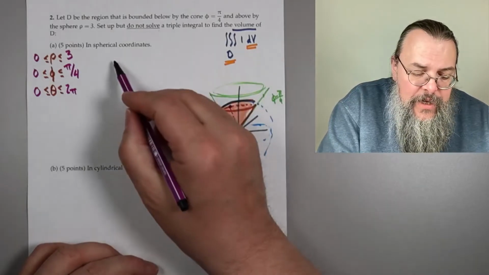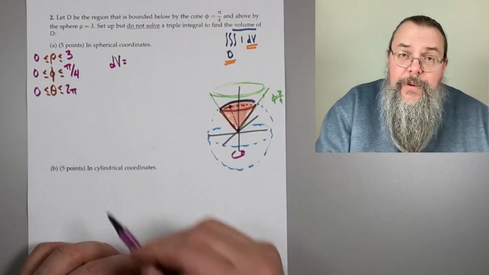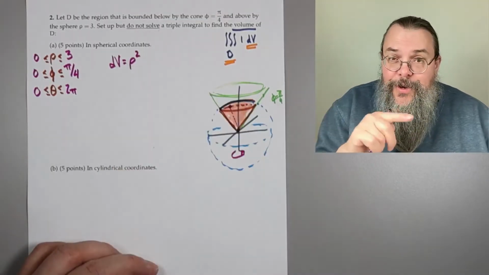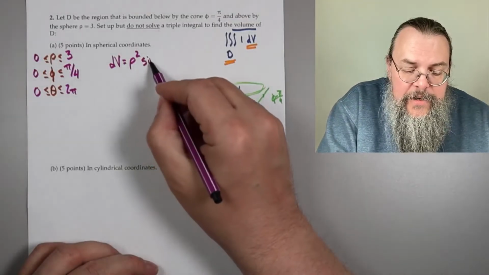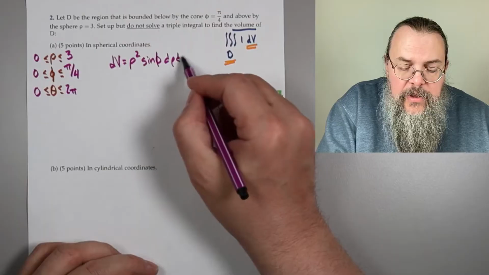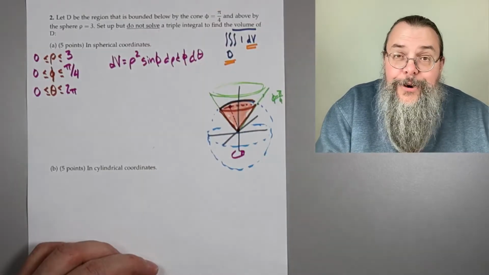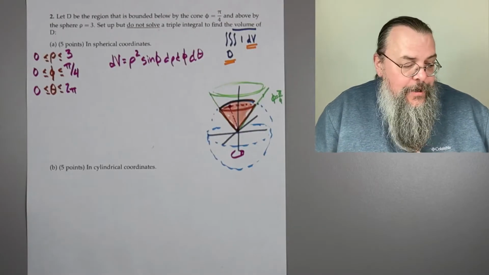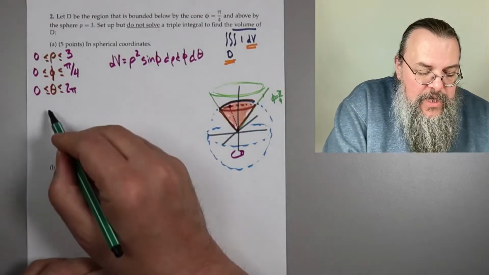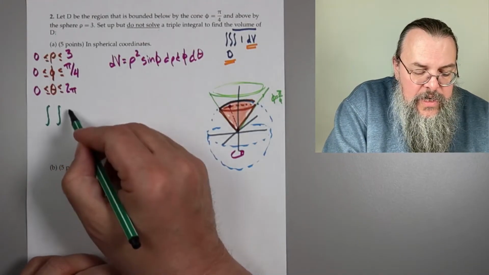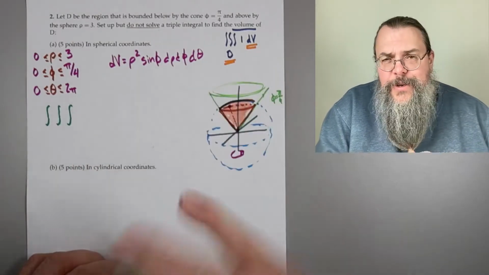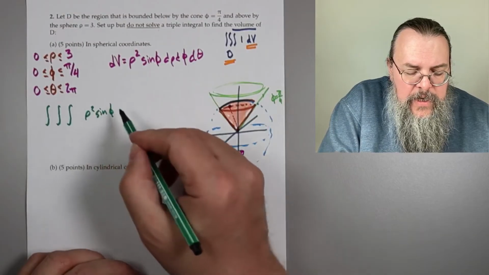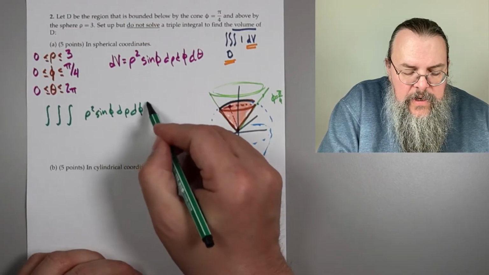We also need the dV. Do we remember it? There's a song, and it goes: rho, rho, see, two rows, rho squared, rho, rho, sine of phi, d rho, d phi, d theta. Now, put it all together. Here's our answer for part A. It's going to be an integral, integral, integral of 1, so we don't need to write down the 1. And then we have our rho squared sine of phi d rho d phi d theta.